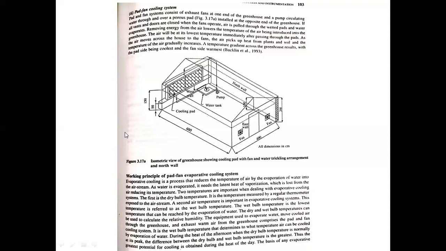The equipment used to evaporate water, move cooled air through the greenhouse and exhaust warm air from the greenhouse comprises the pad and fan cooling system. It is the wet bulb temperature that determines to what temperature air can be cooled by evaporation of water. During the heat of the afternoon, when the dry bulb temperature is normally at its peak, the difference between the dry bulb and wet bulb temperature is the greatest. Thus, the greatest potential for cooling is obtained during the heat of the day.